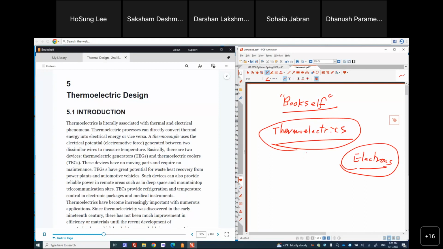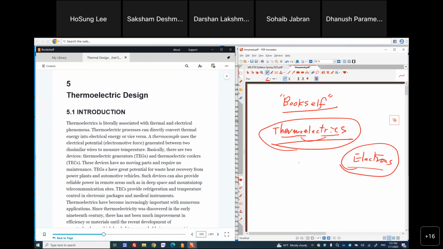The electron moves and it affects the thermal effect. And then when the thermal energy moves, it affects the electronic behavior. So there is a relationship between thermal energy and electrons. But here, we only talk about electrons.